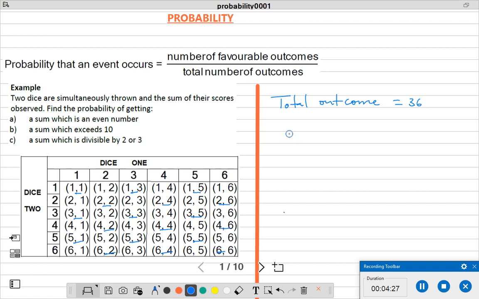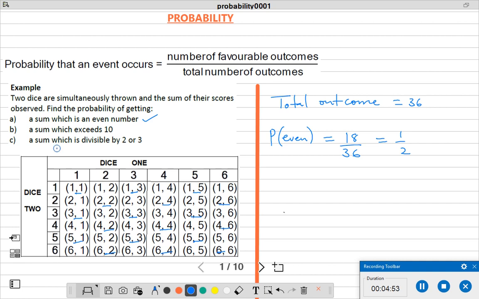So the probability for a sum which is even, the favorable outcomes, we have 18 over 36, which gives us, 18 once by 18 twice, so this is a half.